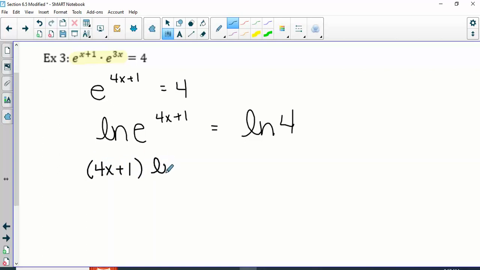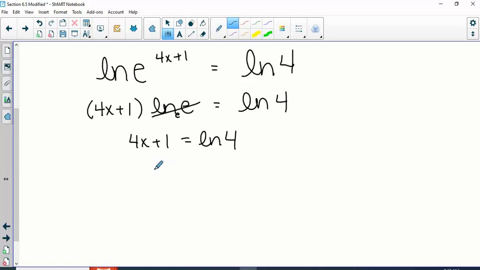It doesn't make a difference in the answer itself. You get the same answer when you work it out. But natural log is log base e. If you have log base e of e, what happens to that? Yeah, that whole log just goes away. So you get 4x plus 1 equals the natural log of 4.